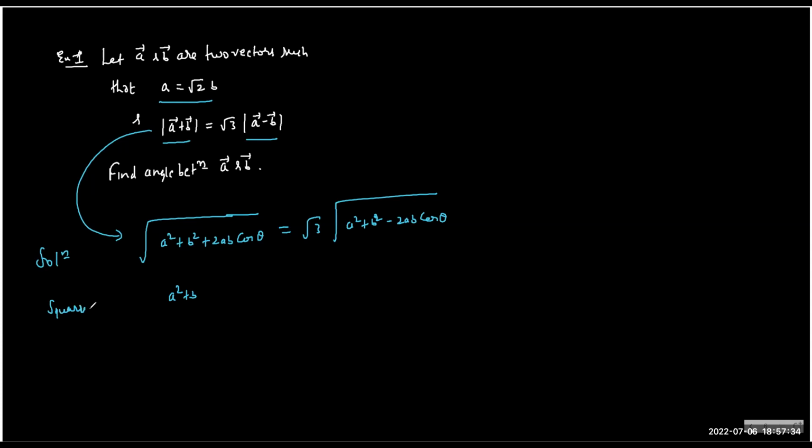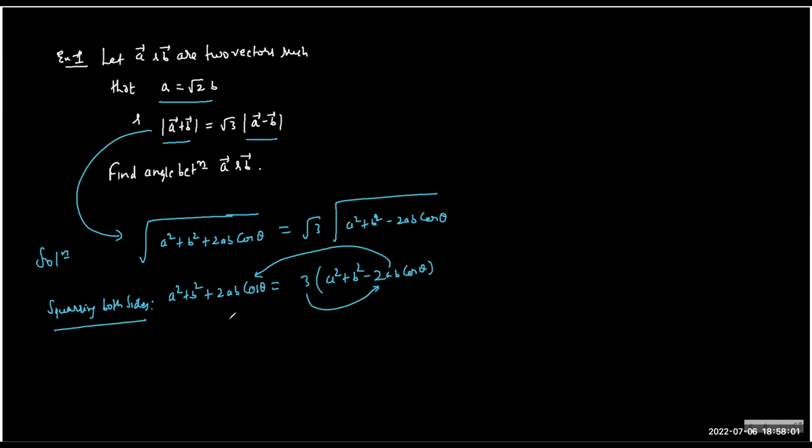Squaring both sides, because we want to remove the square root. And because we are looking for theta, we'll bring the theta term to one side. So this will come to this side, but 3 will multiply here. So it becomes 3 plus 2b, that is 6 plus 2, 8. And 3a square plus b square minus a square plus b square becomes twice.